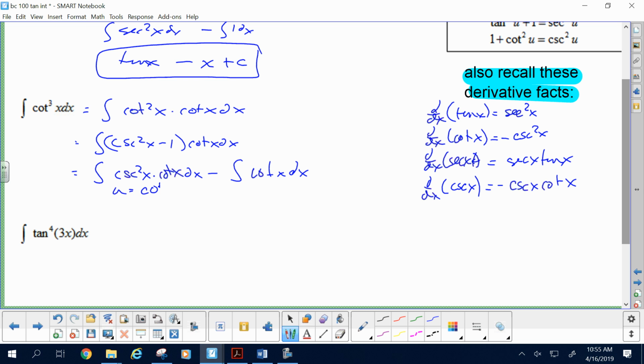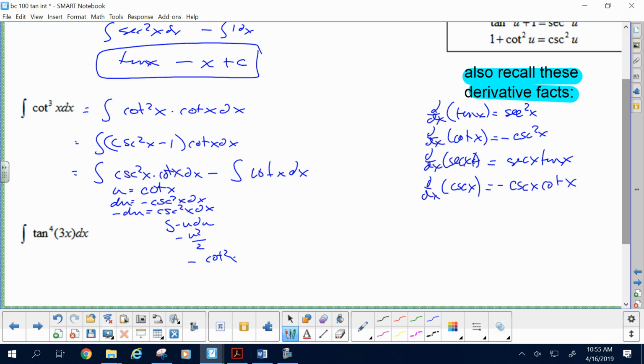Cotangent. All right. If u is cotangent, then du is? Negative cosecant squared. Therefore, negative du is cosecant squared. So after u sub, what does it become? Negative u du. And that's negative u squared over 2, or negative, what was u?